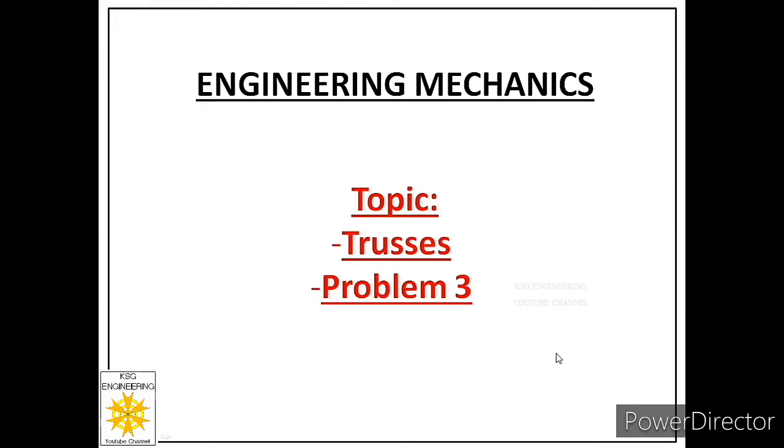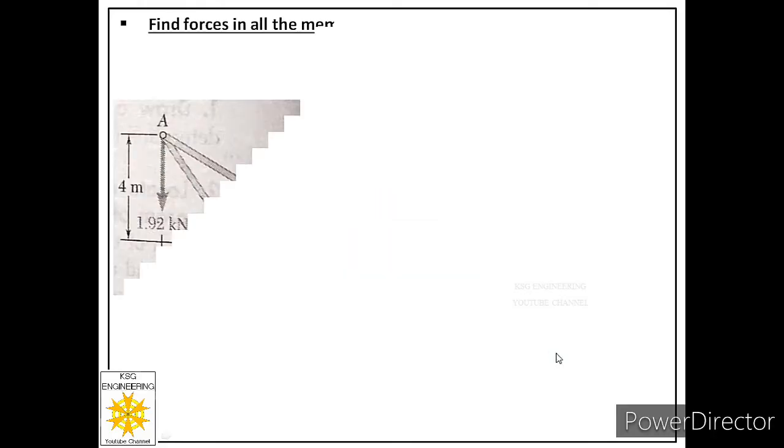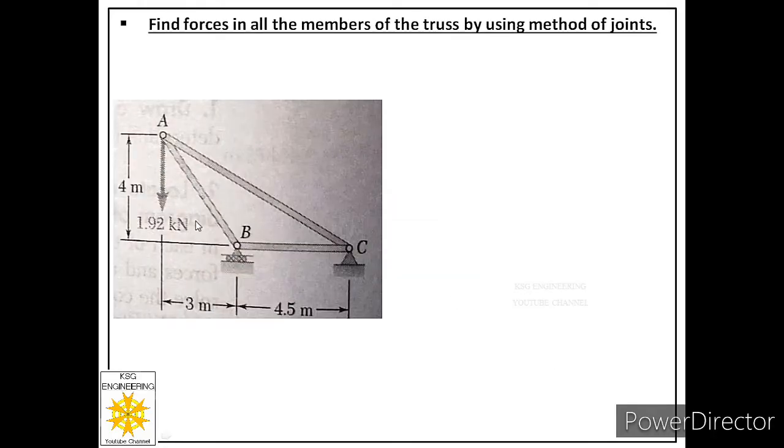Welcome students. Today we will solve third problem on trusses and we will solve this problem with method of joints. So let us start today's lecture. So we are given one truss and we are asked to find forces in all the members of this truss by using method of joints.